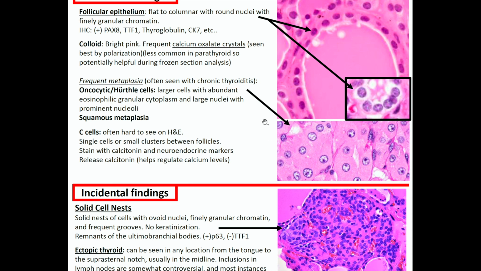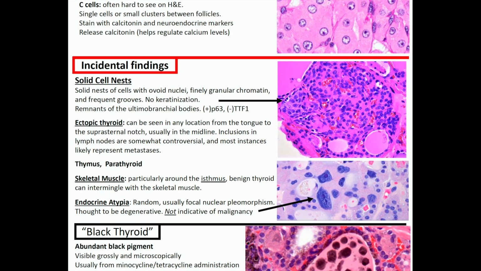And another normal finding are C cells. C cells are often hard to see on H&E, and they're single cells or small clusters between follicles, typically, and they stain with calcitonin and neuroendocrine markers as they release calcitonin, which helps regulate calcium levels.